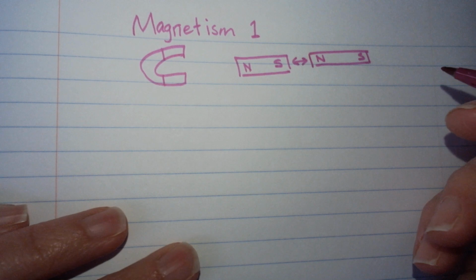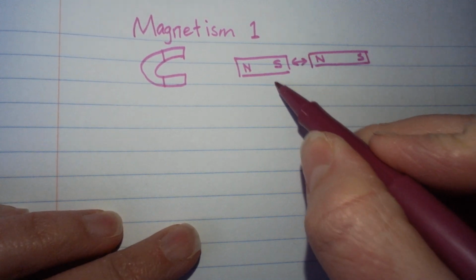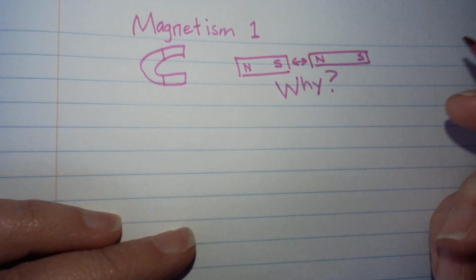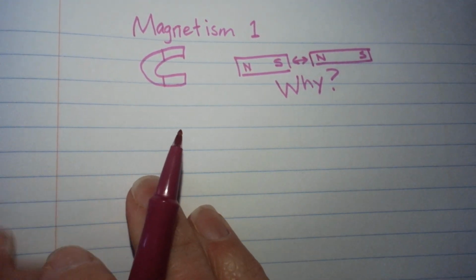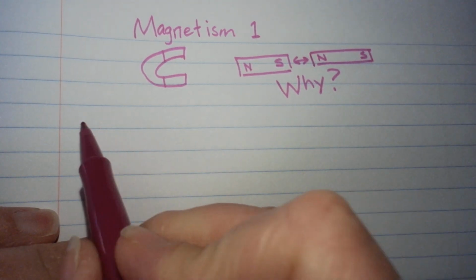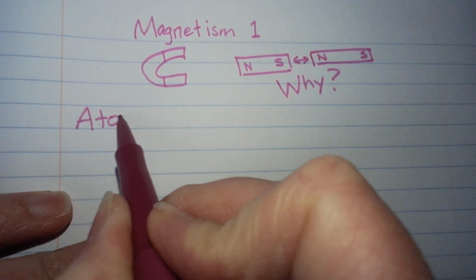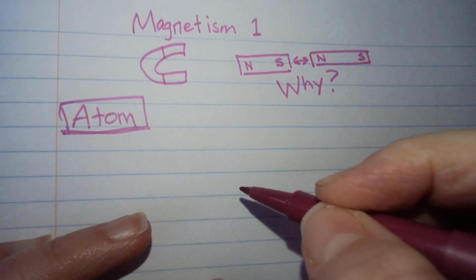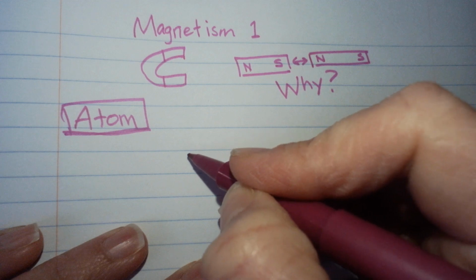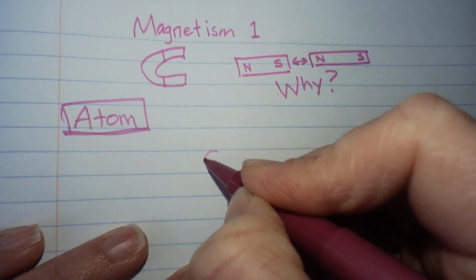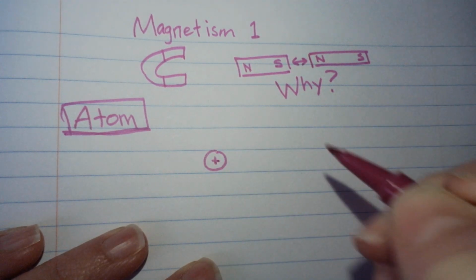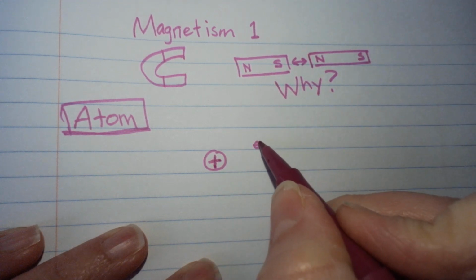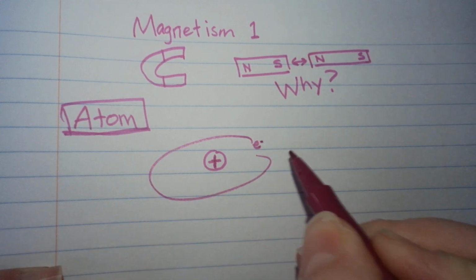What we want to get out of this unit is why. Why does that happen? Well, let's start with a review of the atom. You might be thinking, why on earth an atom? What does that have to do with magnetism? It has everything to do with magnetism, because inside the center of the atom is positive, and then outside the atom is this negative electron that is flying all around.